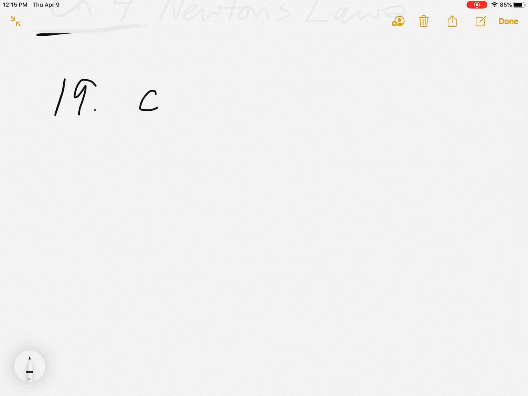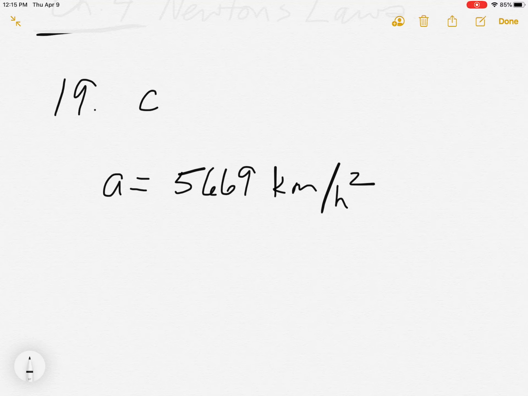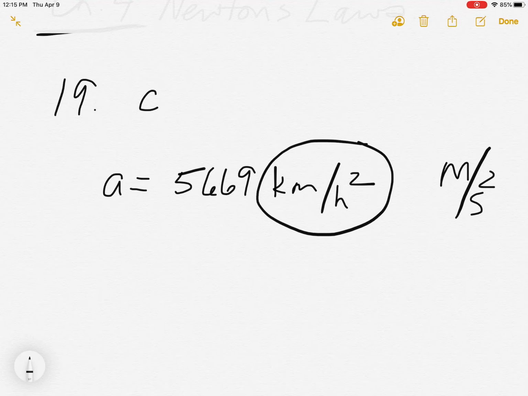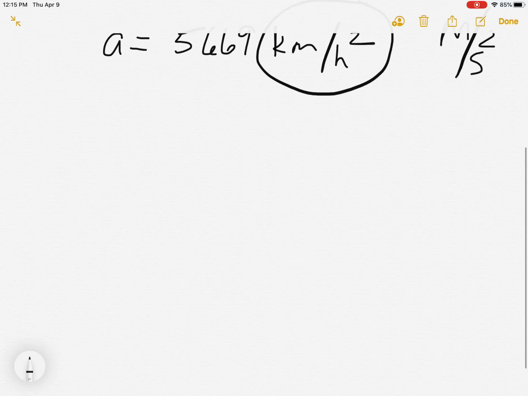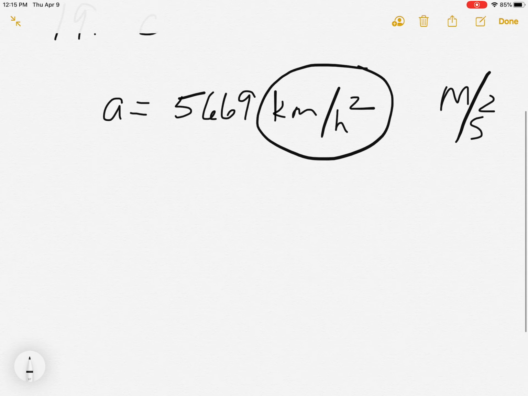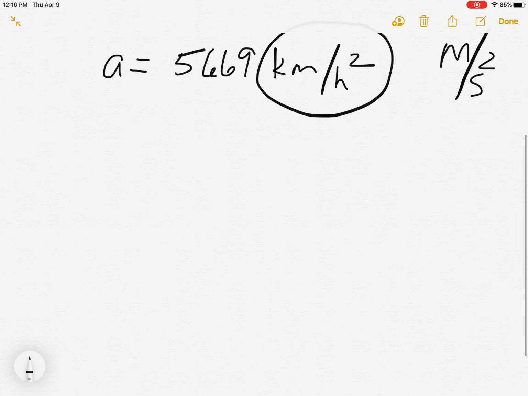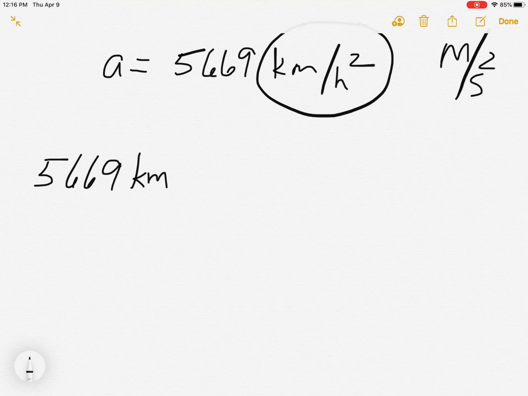All right, so 19C. The problem is they're giving us an acceleration of 5669 kilometers per hour squared. This unit is no good to us. We need meters per second squared, so we have to convert it or change it, okay? So there's two ways we can do that. We'll do it sort of the chemistry way, I like to call it, because chemists love this. We take 5669 kilometers per hour squared, and we use a conversion factor, like I explained in the other video.